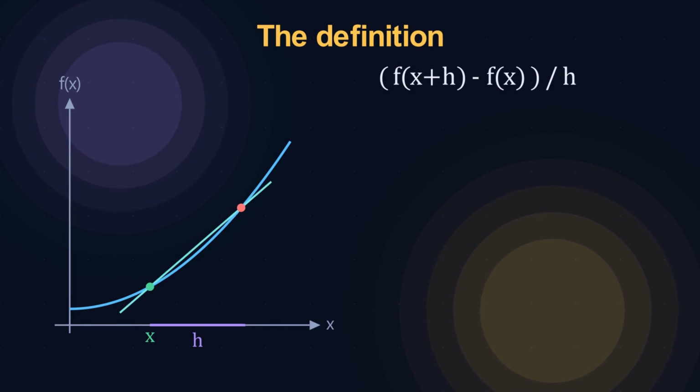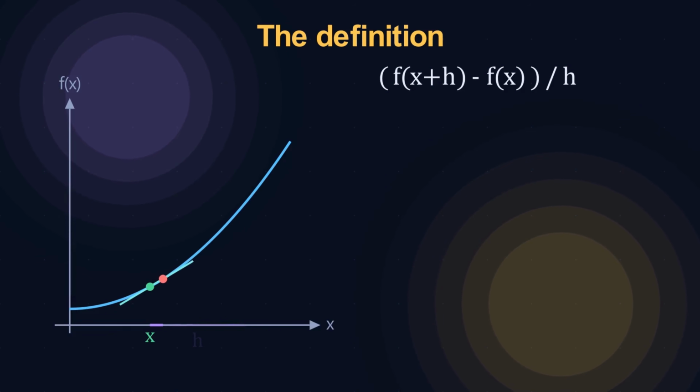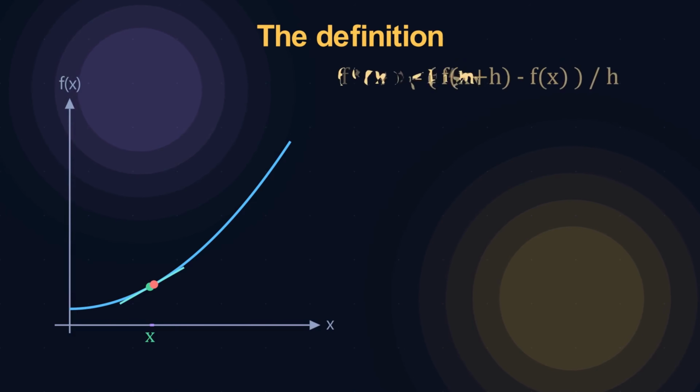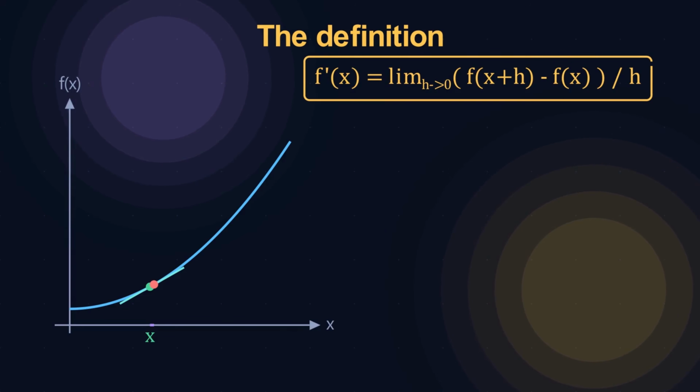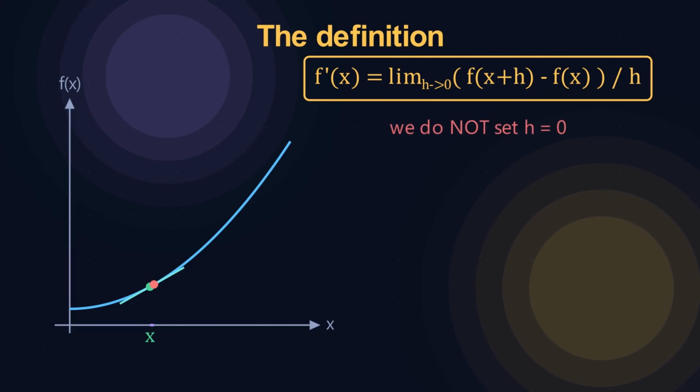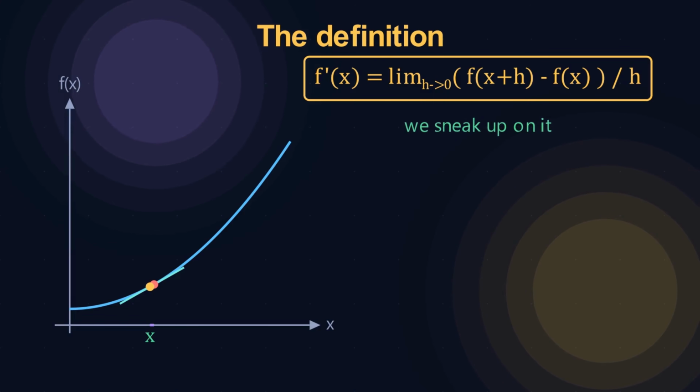Now remember our trick. We shrink that step towards 0. This is the definition of the derivative. The limit, as h approaches 0, of the difference quotient. We are not setting h equal to 0. Instead, we sneak up on it and ask what value the fraction approaches.